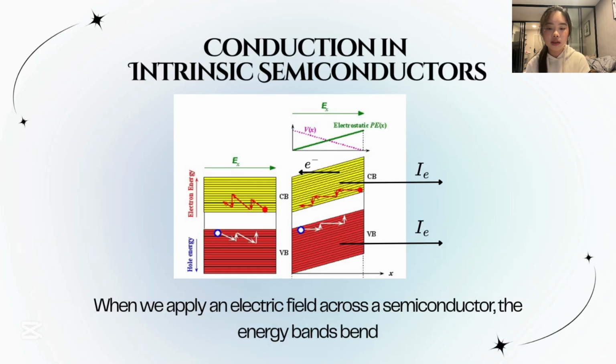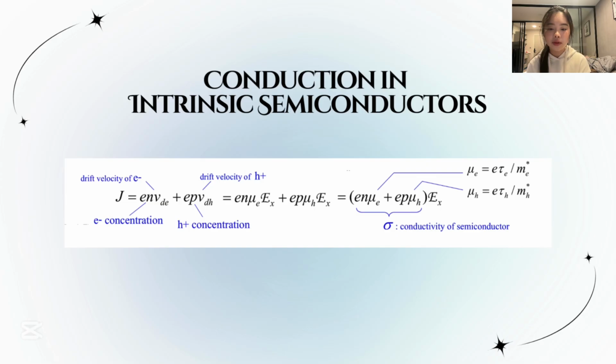The conduction in intrinsic semiconductors. When we apply an electric field across a semiconductor, the energy bands bend. Electrons in the conduction band move opposite to the field, while holes in the valence band move in the same direction as the field. This means both electrons and holes contribute to current flow. The total current density can be written as J equals sigma times E, where sigma depends on the electron and hole concentrations and their mobilities.